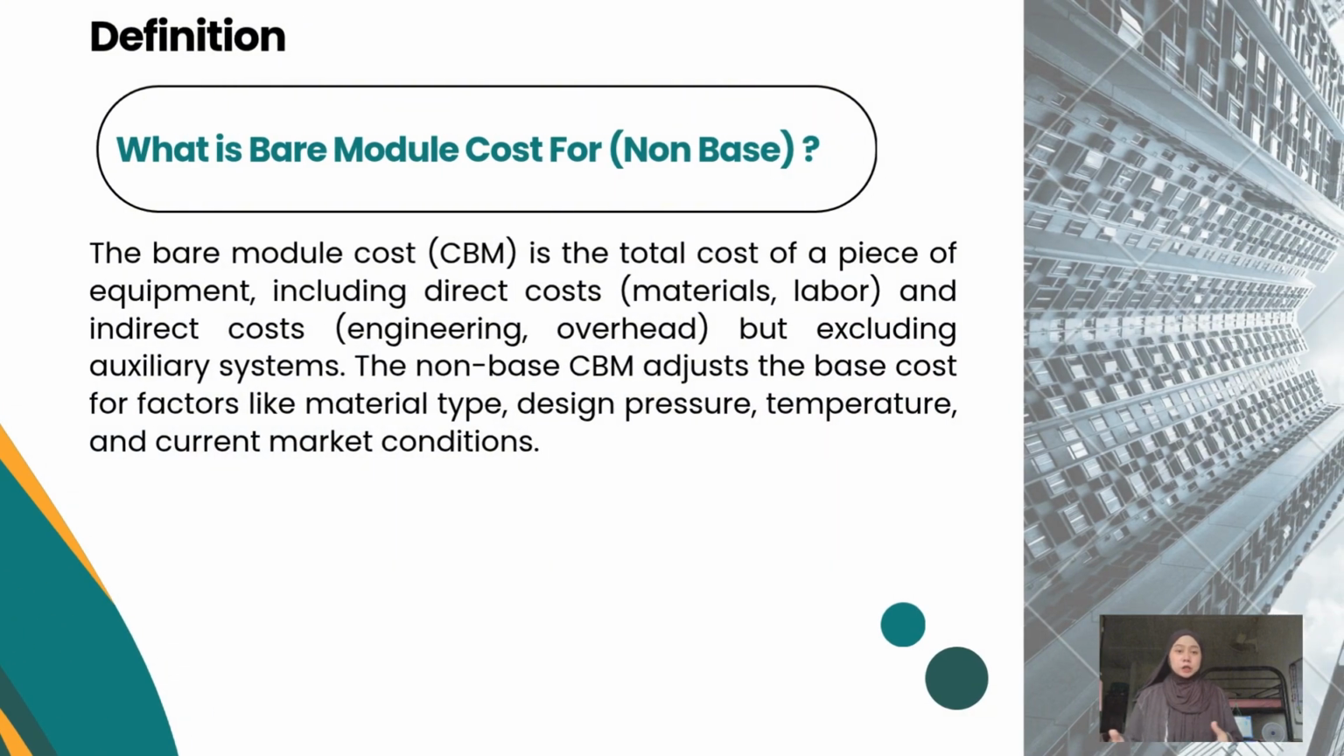Thank you, Melia. So, what exactly is the bare module cost or CBM? The bare module cost CBM is the total cost of a piece of equipment. It includes two terms, which are direct cost and indirect cost. Direct cost is material and labor. Indirect cost is engineering and overhead. But excluding auxiliary systems, the non-base CBM adjusts the base cost for factors like material type, design, pressure, temperature, and current market conditions.